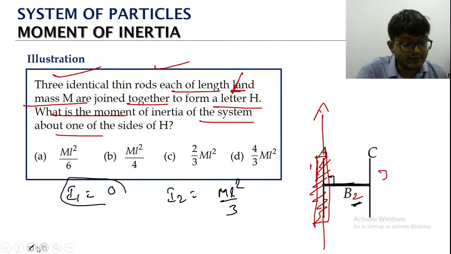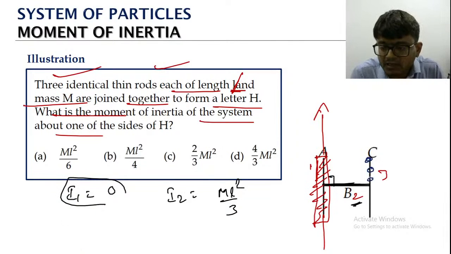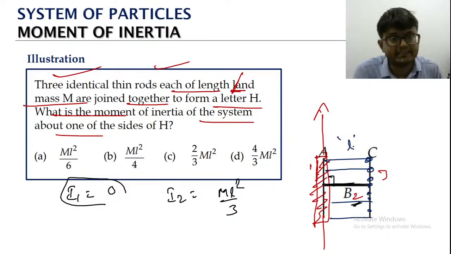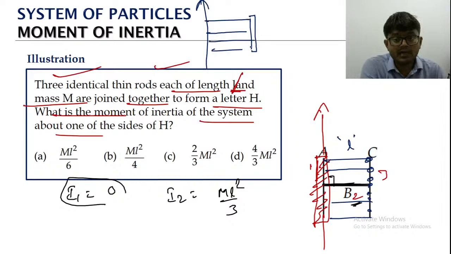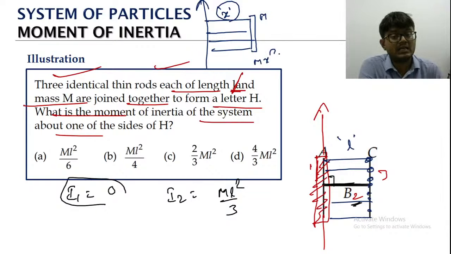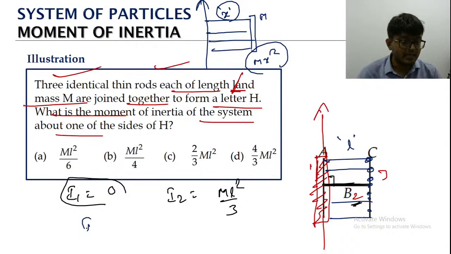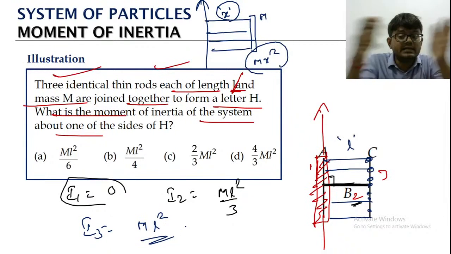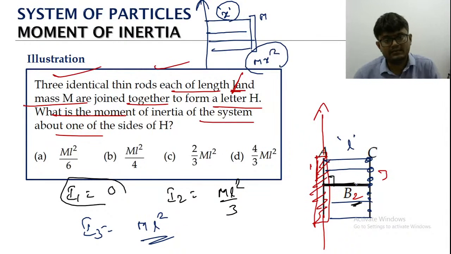Now we'll see something interesting. For rod 3, each and every part of the rod is at a distance L from the axis. It is at a constant distance. Remember, we have seen this before: if each and every part of a rod is at a distance x from the axis, and the rod has mass m, then the moment of inertia about the axis is M x squared. Same thing here. The moment of inertia of the third rod will be M into the distance, which is L, so M L squared.